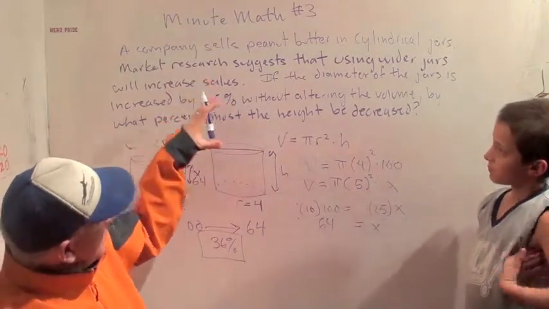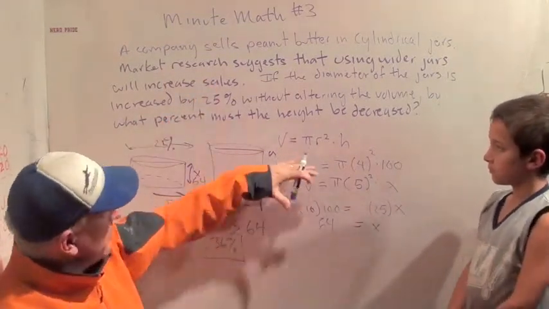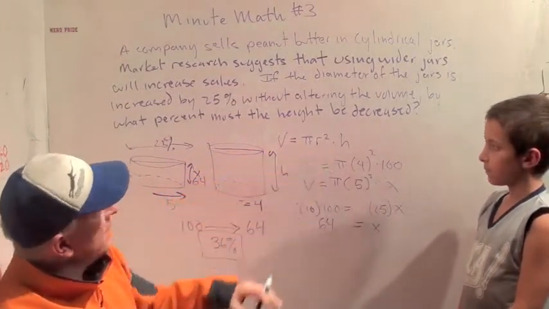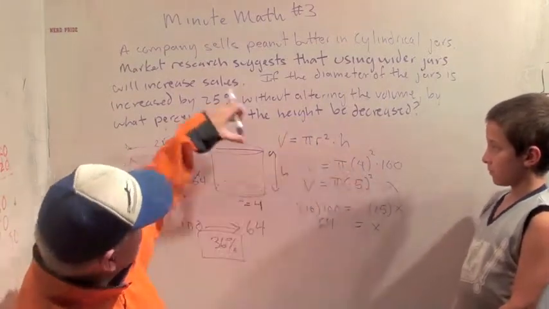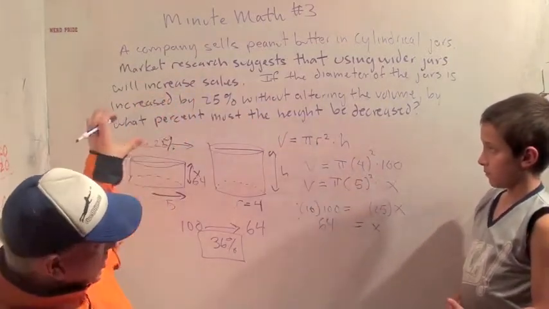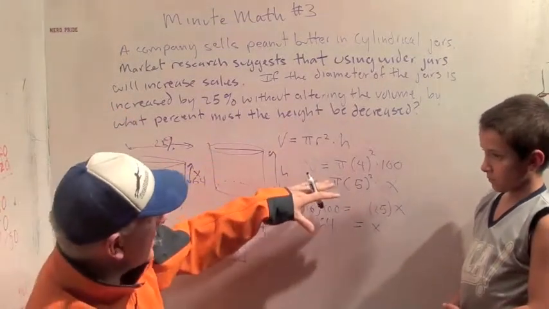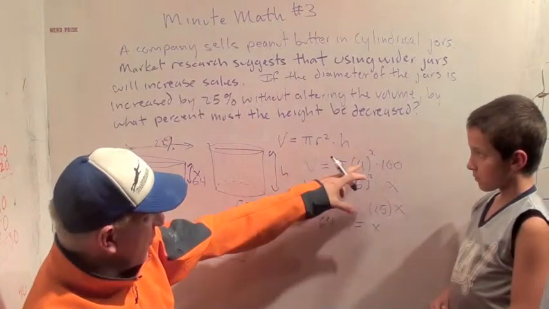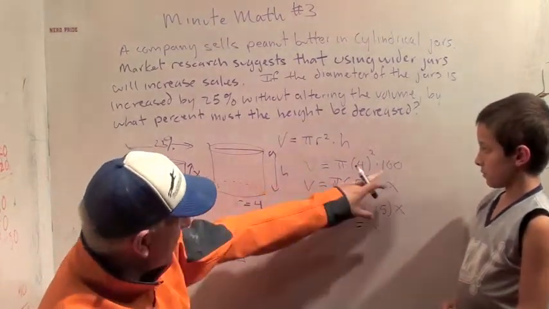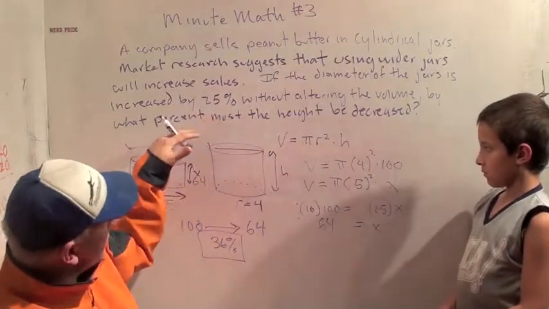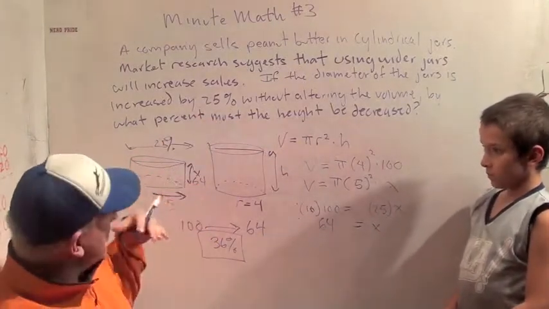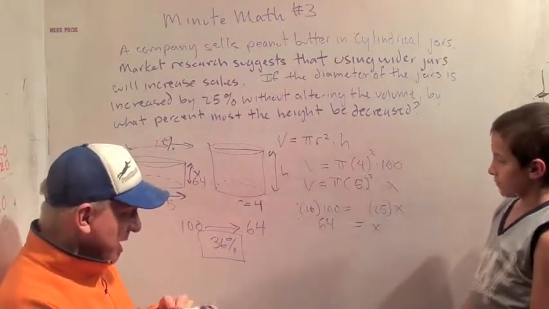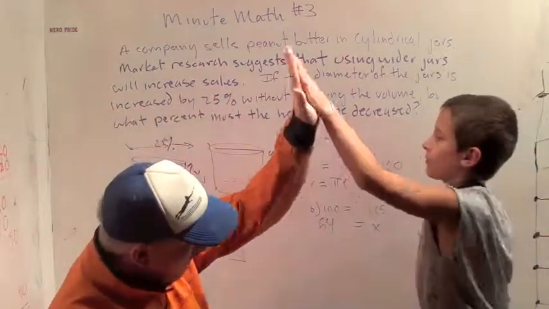So one way to solve a problem like this: first we need to know the volume formula. If you don't know that, you can't solve the problem. Then we picked some numbers that made the problem easy because it worked for any jar. We picked 4 for the radius because we're increasing it by 25%, and 4 turns into 5. And we picked 100 for the height because we were trying to find out what percent the height must be decreased by. The height went from 100 to 64, so it decreases by 36%. And we're done.